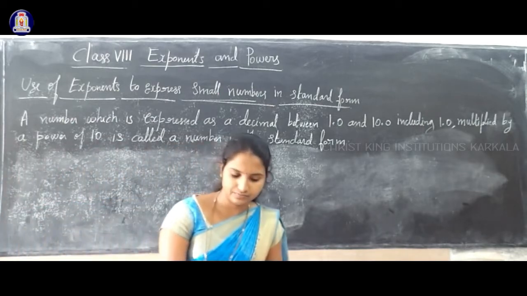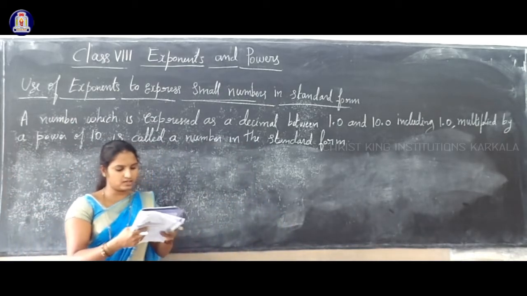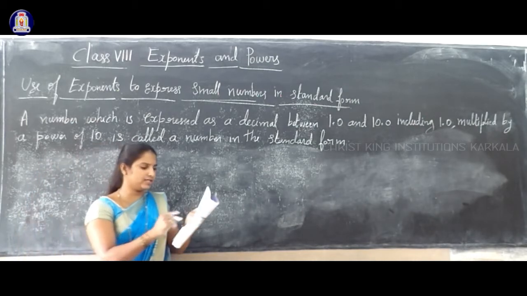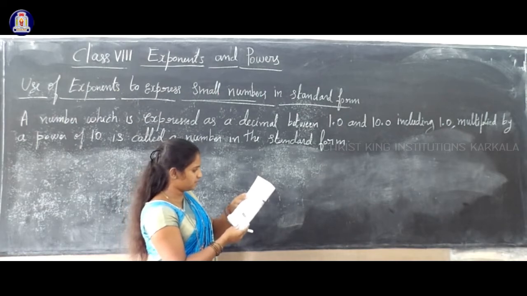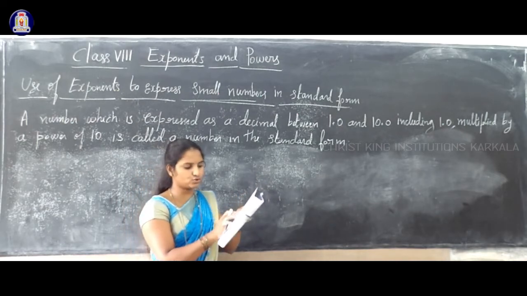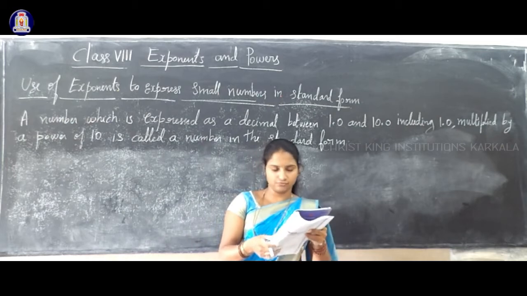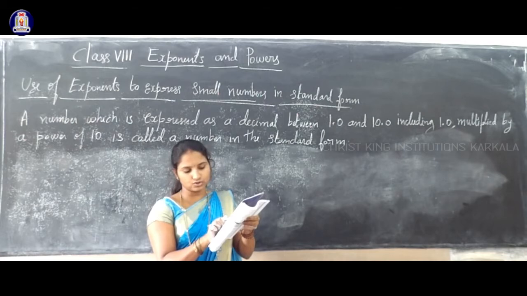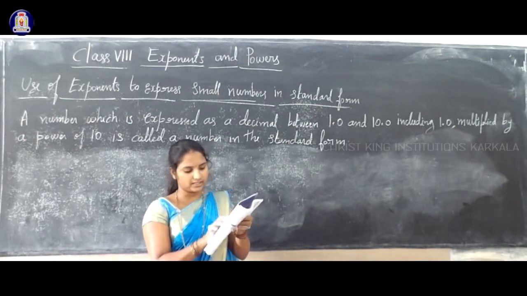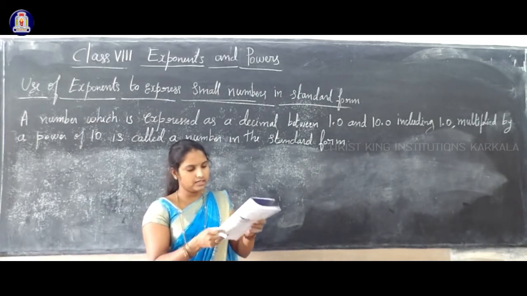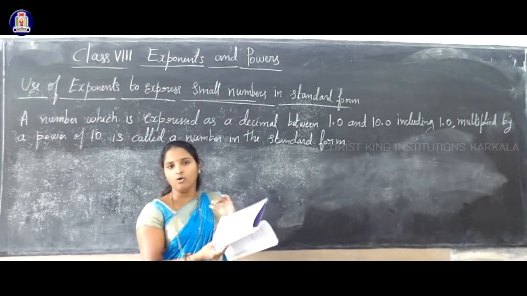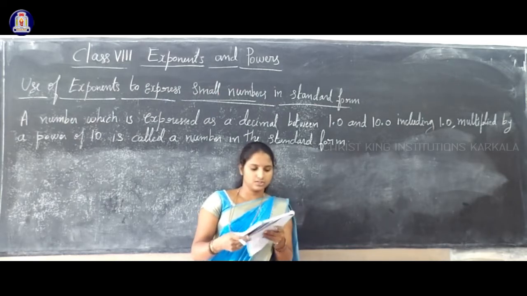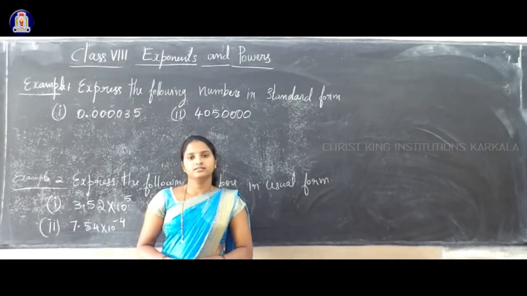Okay? That is how we can write a small number in standard form. For example, in the textbook it is given on page number 14. So please refer to the textbook and read the examples. See, use of exponents to express small numbers in standard form. The first is given: the distance from earth to sun. Next, speed of light. Read all these things. Next, they gave some examples of how to write a large number in standard form and a small number in standard form.